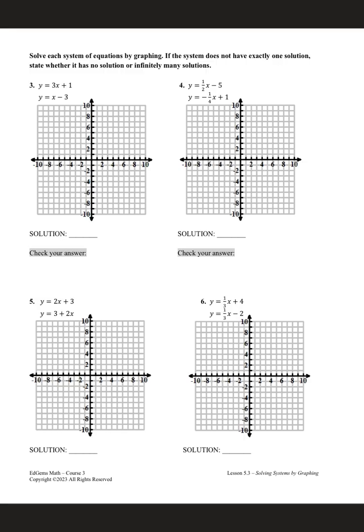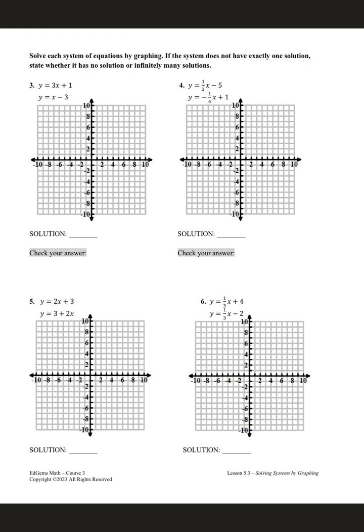Yippee-ki-yay. On the back page, for numbers 3 through 6, your instructions are: solve each system of equations by graphing. If the system does not have exactly one solution, state whether it has no solution or infinitely many solutions.